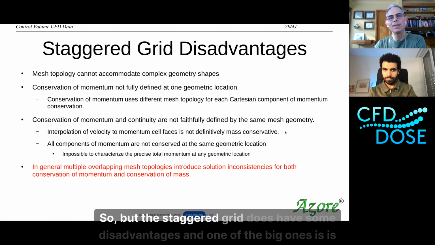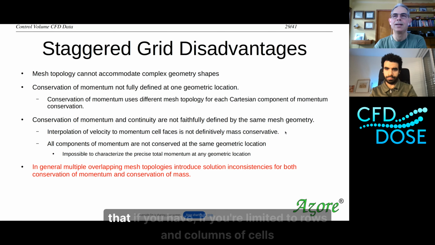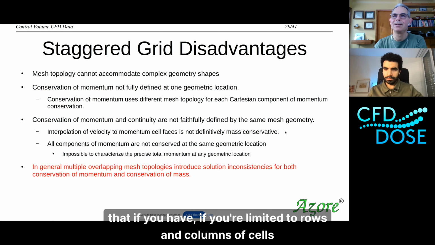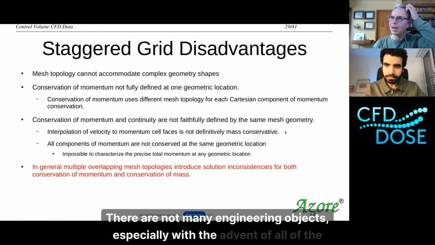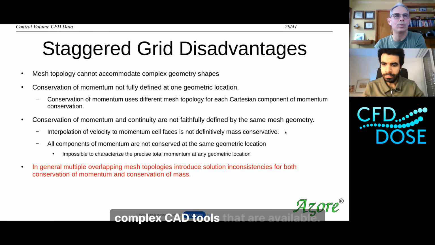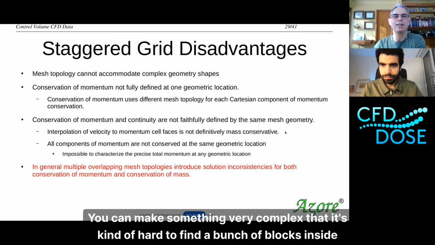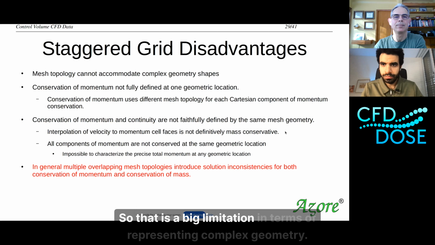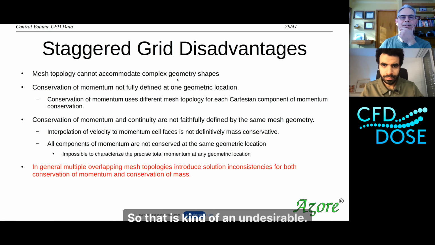But the staggered grid does have some disadvantages. One of the big ones is that if you're limited to rows and columns of cells, there are not many engineering objects, especially with the advent of all of the complex CAD tools that are available. You can make something so complex that it's kind of hard to find a bunch of blocks inside there. So that is a big limitation in terms of representing complex geometry. That is kind of an undesirable thing.